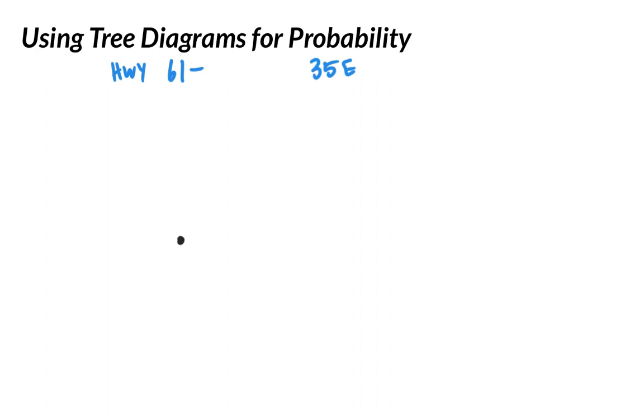I'm starting off, I say, well, I have two choices on a Friday. I could either take Highway 61 or I could take 35E. And from past experience, I probably take Highway 61 80% of the time, and 35E 20%. Okay, so that's the probability on any given Friday that I take Highway 61 is 0.8 and 35E is 0.2. So again, not only did I put the outcome, but I also put a probability.